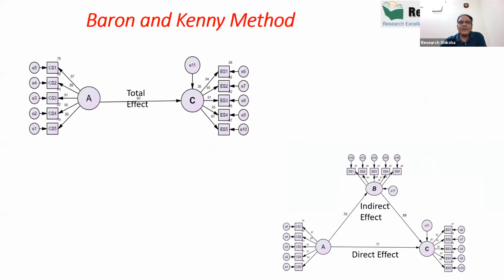This is the Barron and Kenny method, where we examine the total effect, direct effect, and indirect effect. If the total effect is significant, then we go to the indirect effect, and when the indirect effect is significant, then we go to the direct effect.